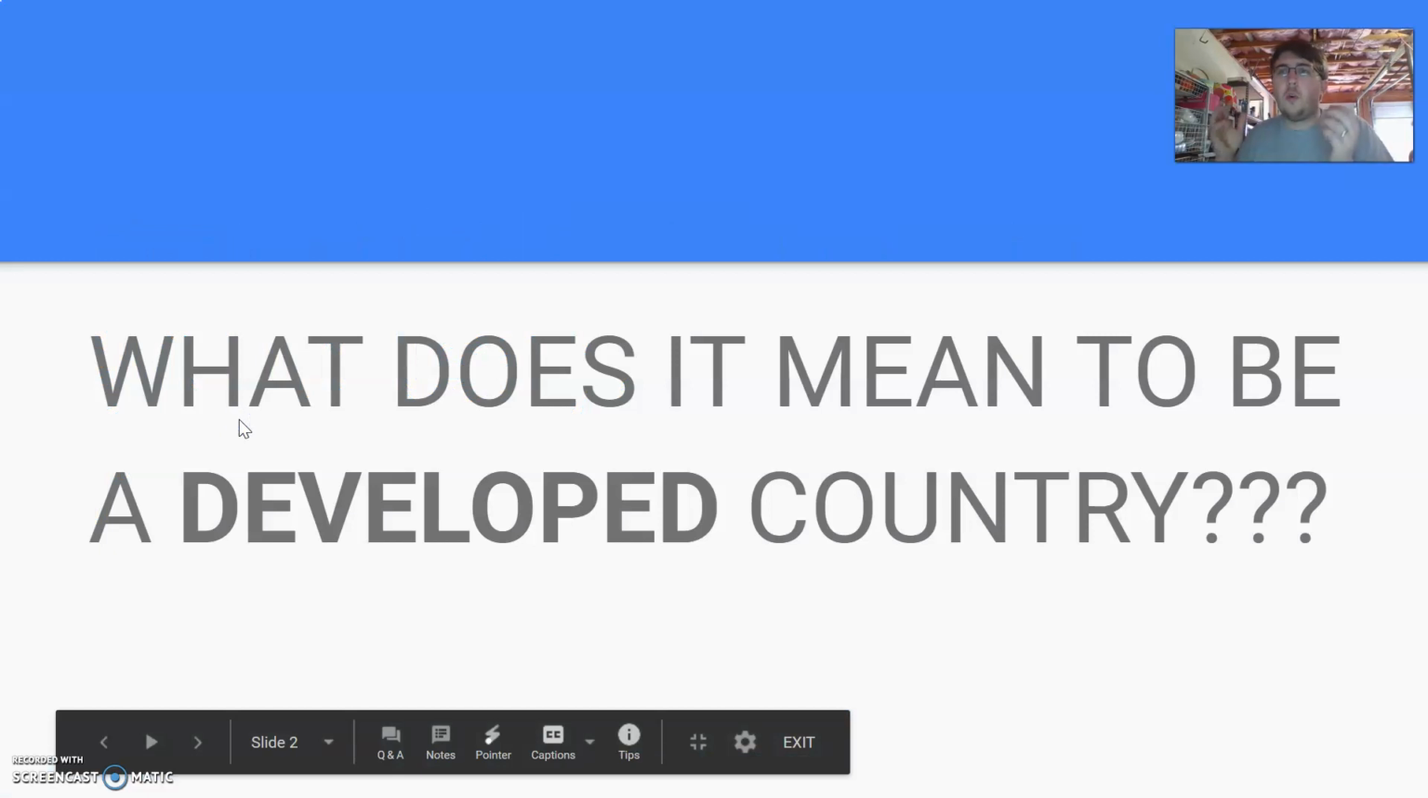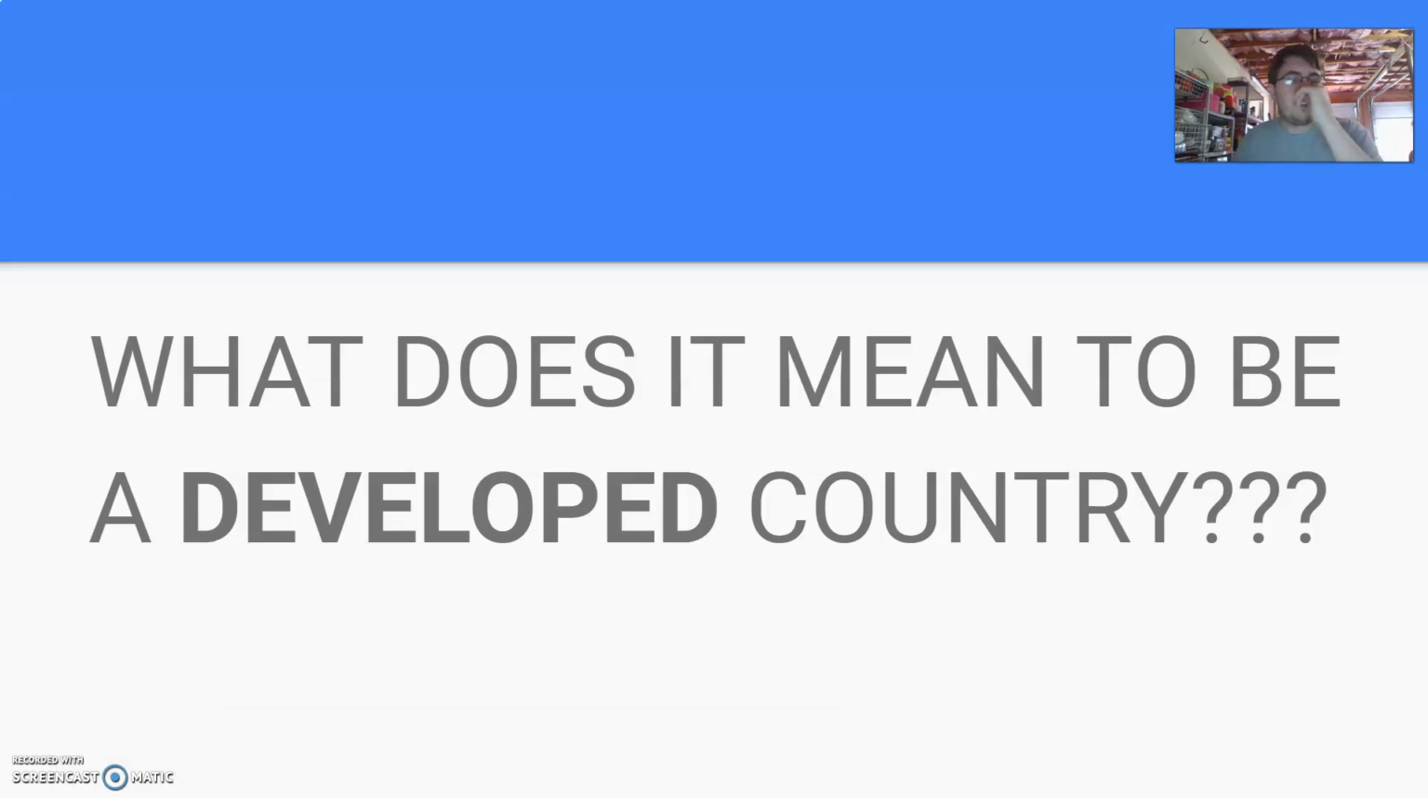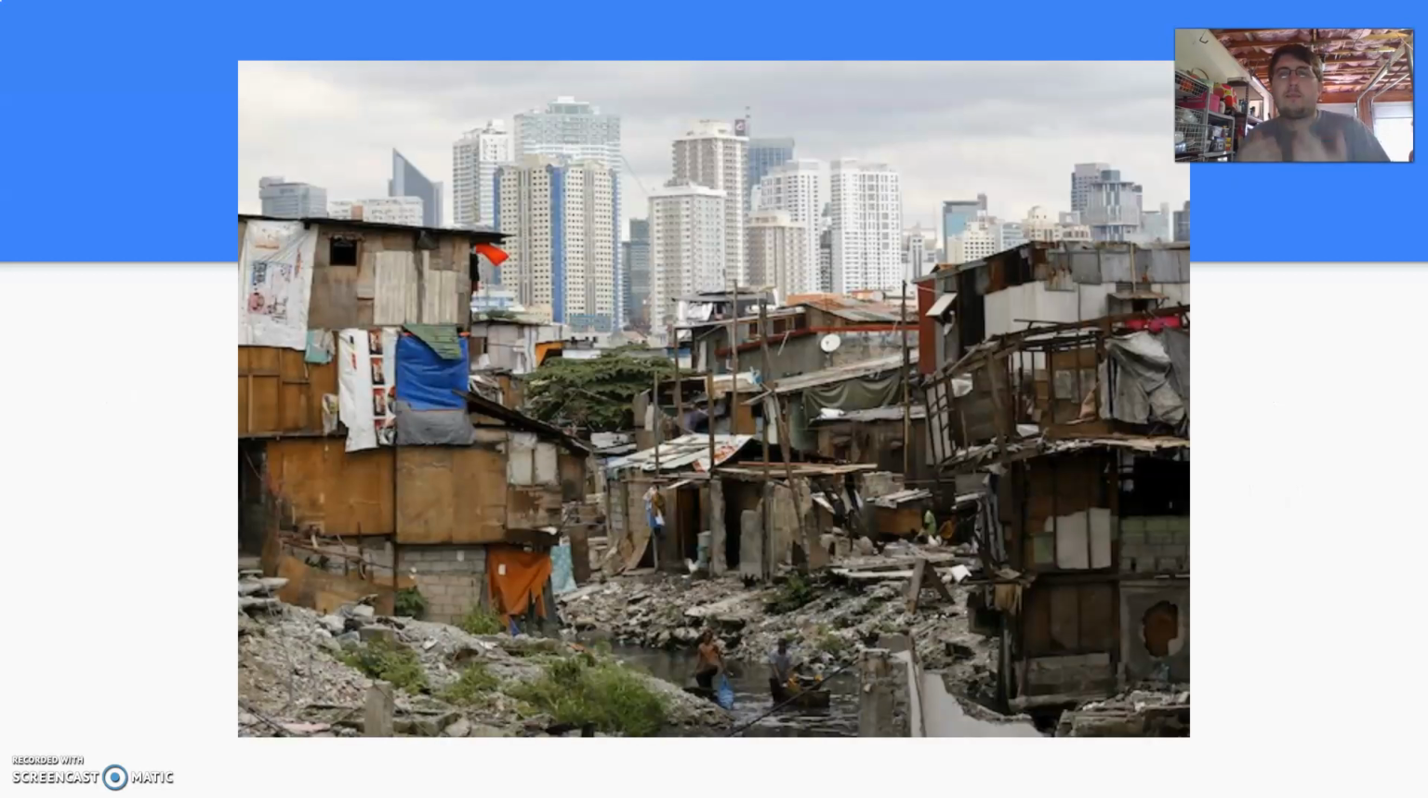All right, so we have used the term development some in our other units of study, but we really haven't talked a lot about specifically what it means to be a developed country. You probably have an idea of what it is without having to go through it. But when we look at this picture, it gives you an idea that even inside of a country, development is not universal.